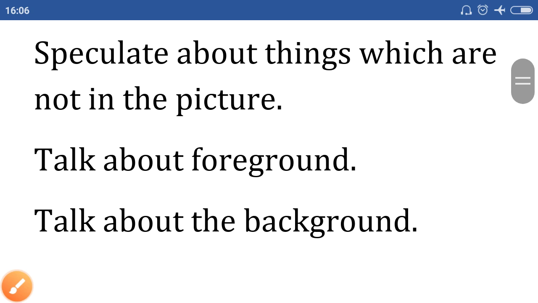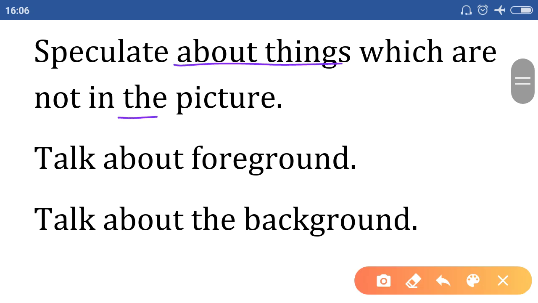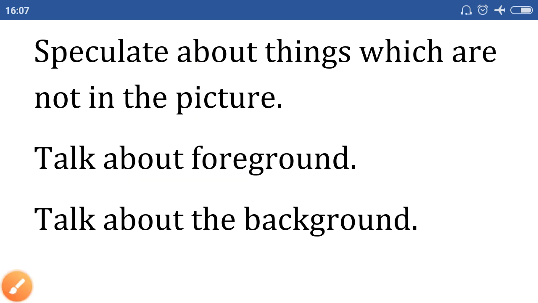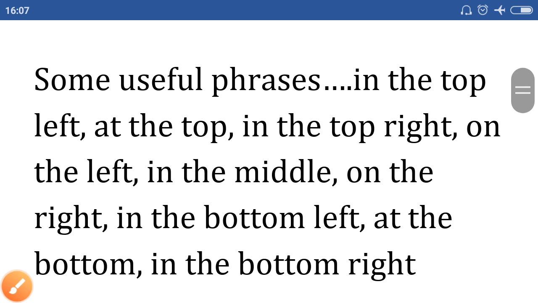Then we have speculate about things which are not in the picture. Means we have to guess about the things which are not there in the pictures. How to do that, we'll be doing in a short while. Talk about foreground. Foreground means what is there in front, and talk about the background, what is there in the background. Okay, so these are all the points which you need to keep in mind while describing a picture, right? So let's do it with example.